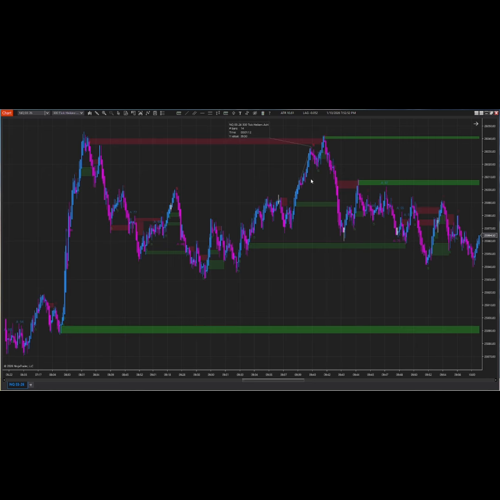Now we're up here. This printed, but this was a trap. You want a red bar for you to push down, not green. A red zone for you to push down, not a green one.